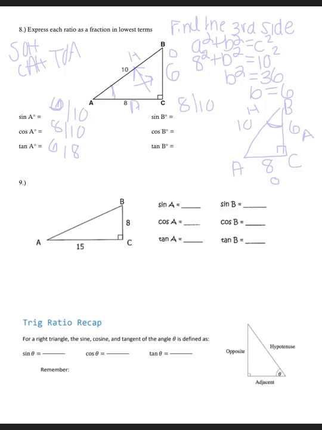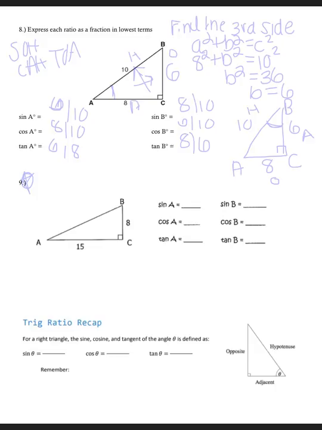Cosine is A over H, which is 6 over 10. And now tan of B is O over A, which is 8 over 6. I know it says to reduce it to lowest terms, which I did forget, but I really just don't have room on here. Okay, so now you guys will try number 9. And then there's a recap on the bottom.